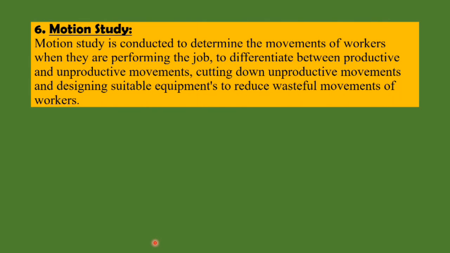So next one is your motion study. See, motion study is conducted to determine the movements of workers when they are performing the job, to differentiate between productive and unproductive movements, cutting down unproductive movements and designing suitable equipment to reduce wasteful movements of workers. So this study is basically conducted to minimize the movements of workers while they are performing a job, and finding out which movements are productive and which are unproductive. And the unproductive movements should be minimized by adopting suitable equipment. So this is what your motion study says.